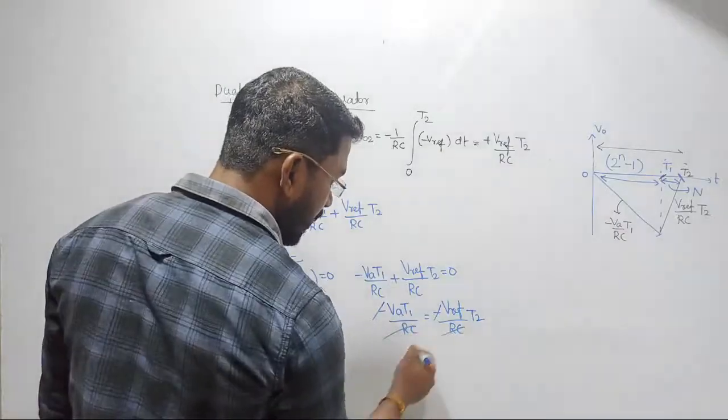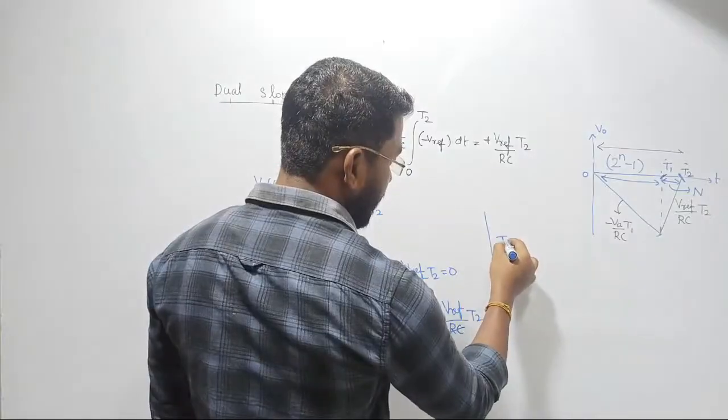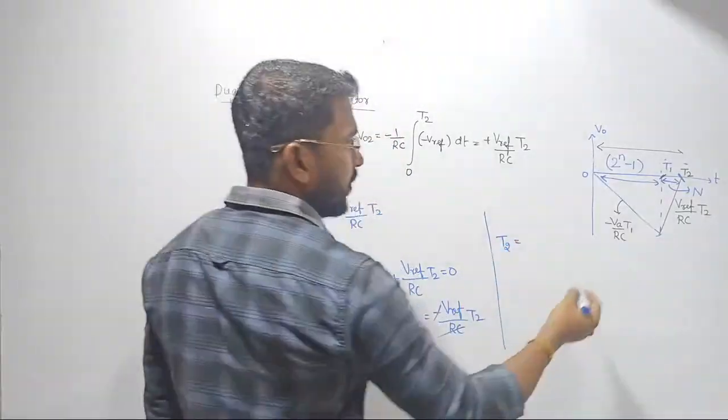Is there any other terms? Of course, RC also getting cancelled out. So finally, what we are going to achieve here, the data, right? So I would like to know the T2, right? The period that we are starting, right?